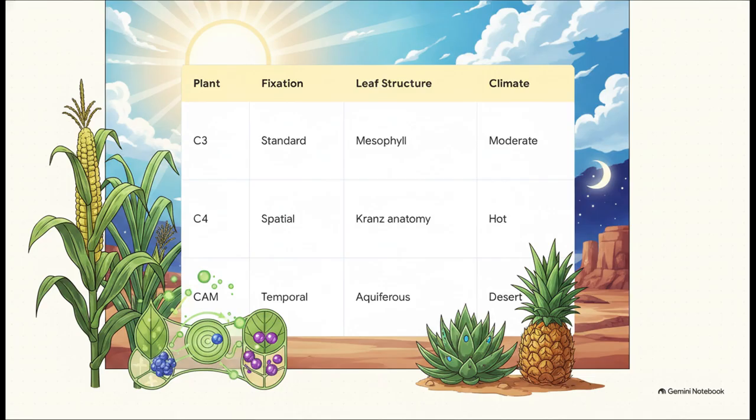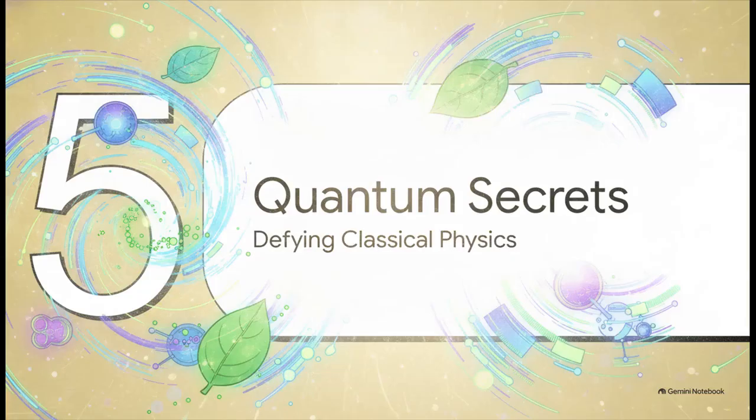Meanwhile, CAM plants, think desert succulents or pineapples, they separate the steps by time. They open their pores at night when it's nice and cool to collect carbon dioxide, store it as an acid, and then use it during the day while their pores are tightly closed to prevent water loss. Pure evolutionary genius. And finally, part 5, quantum secrets of photosynthesis.